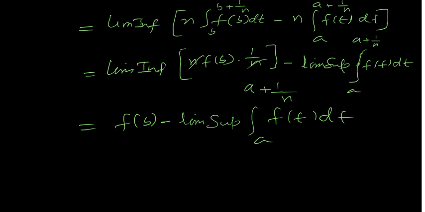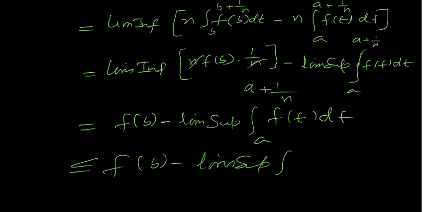Now this f of t is greater or equal to f of a, because on this range a is less or equal to t is less or equal to a plus 1 over n. So that means f of t must be greater or equal to f of a, which means that minus f of t, with the minus sign, will be less or equal to minus f of a, because the sign is here minus. So it is less or equal to f of b minus the limit superior of the integral a to a plus 1 over n of f of a dt.